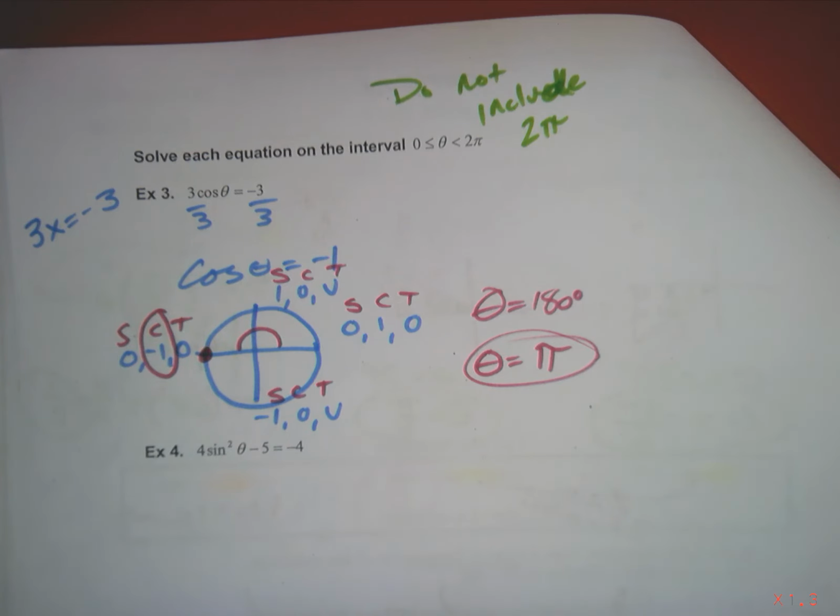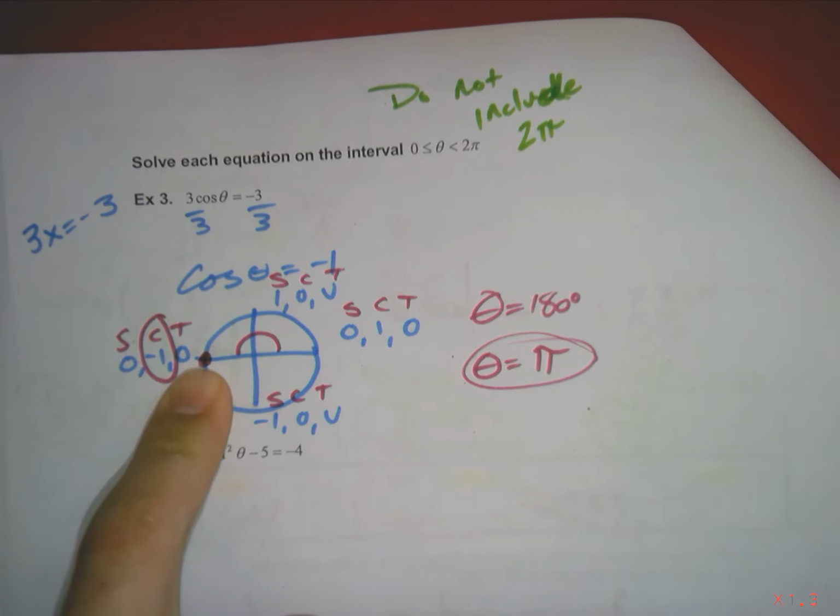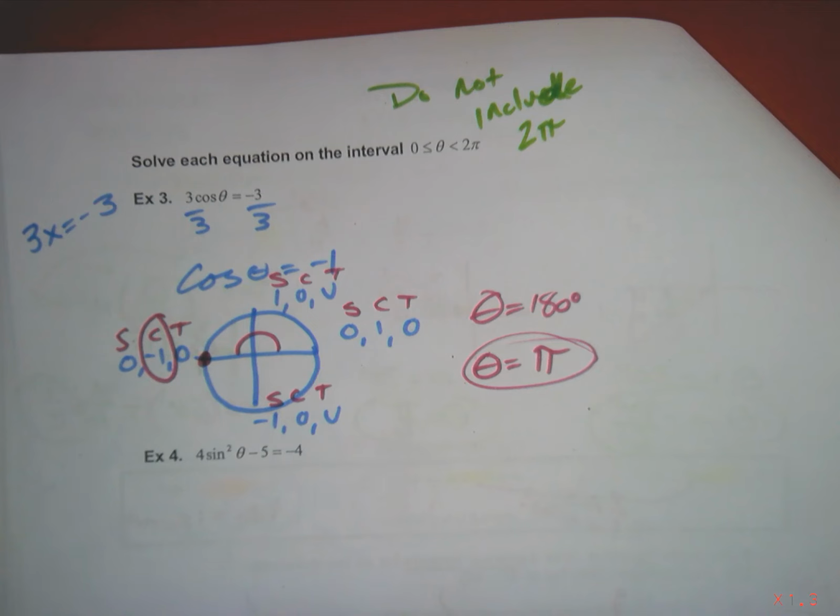Okay. And it would be pi plus 2 pi k. So if you want multiple solutions, that would be pi, and then keep on adding 2 pi. 3 pi, 5 pi, 7 pi, 9 pi, and so on. But they don't want that. They just want from 0 to 360. Don't include 360 though.